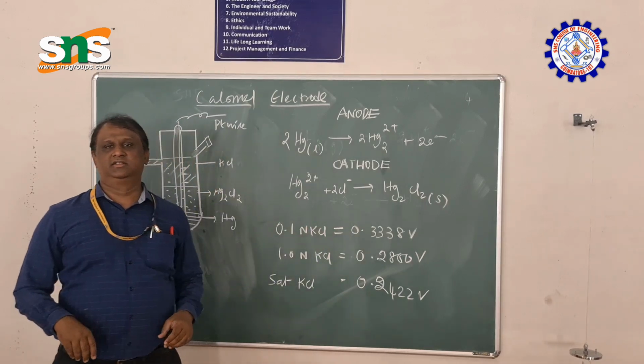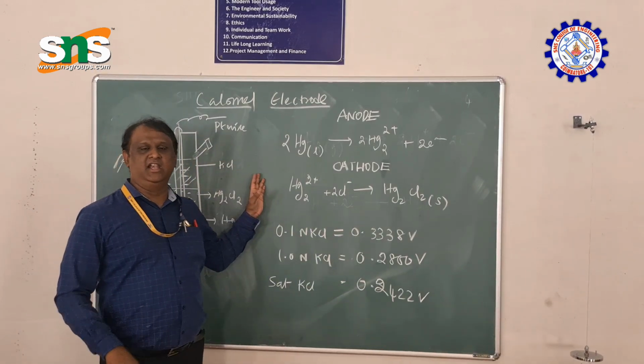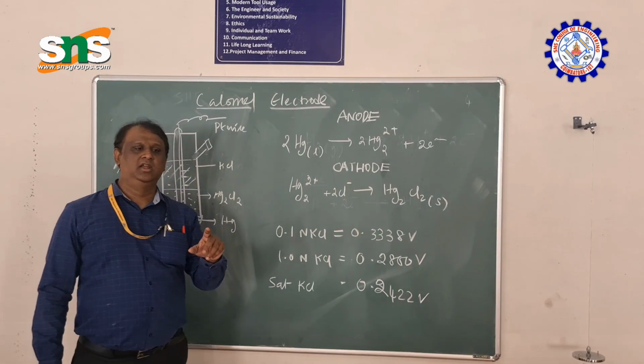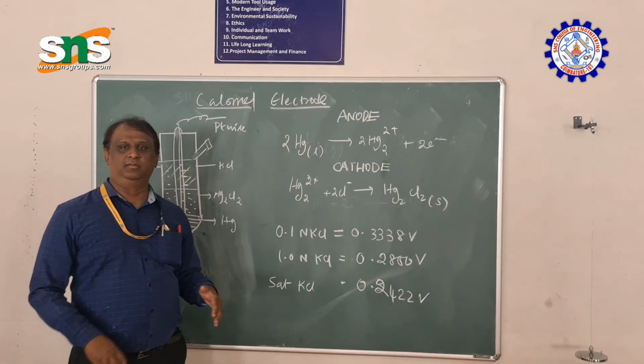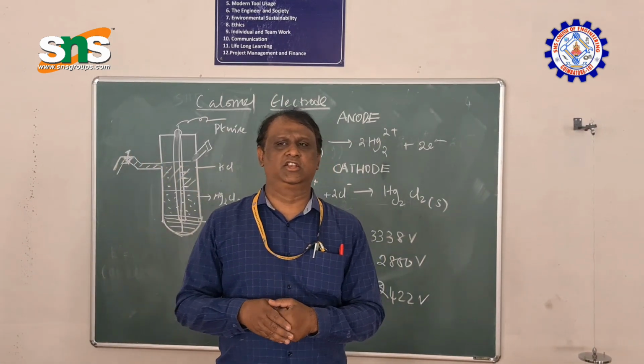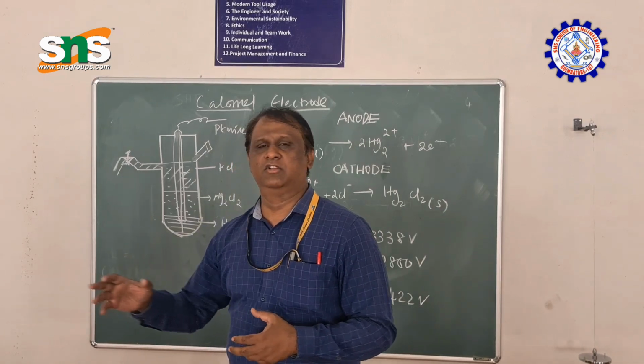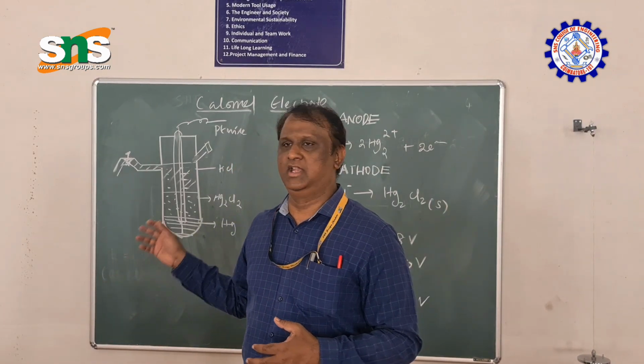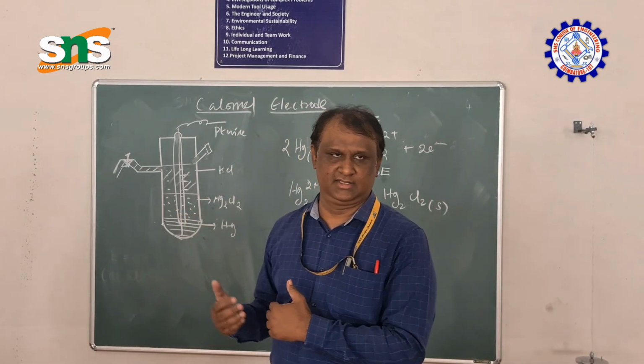The major difference I have to say is the standard hydrogen electrode produces 0 volt, but it produces different volts based on the different concentration. So this is the most widely used electrode. So I invite our students to continue with the explanation regarding this.